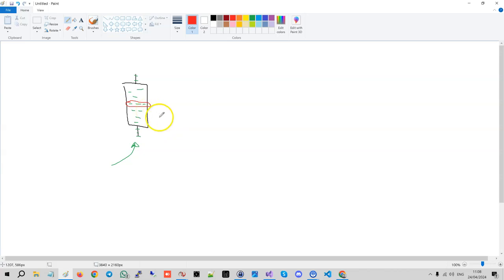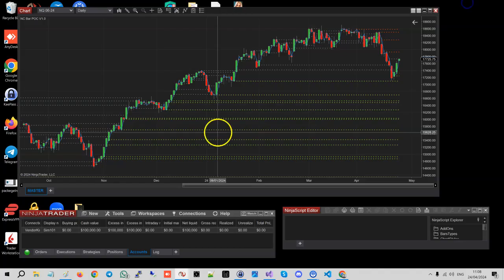And obviously this line here, the blue line, is the POC that has been formed.